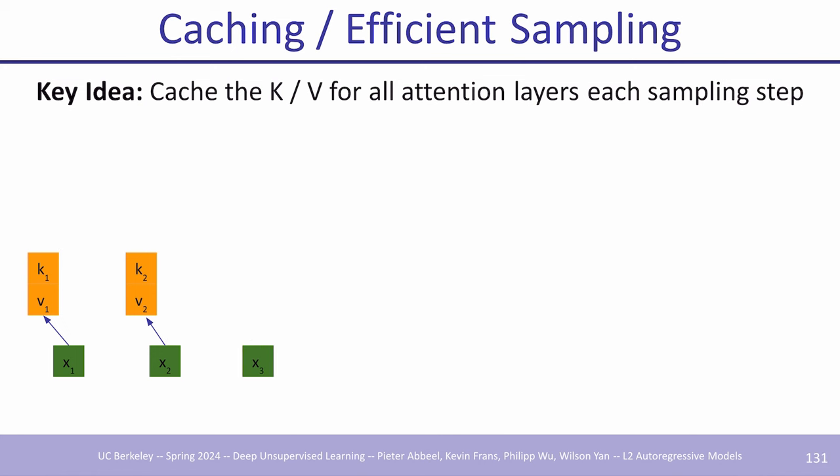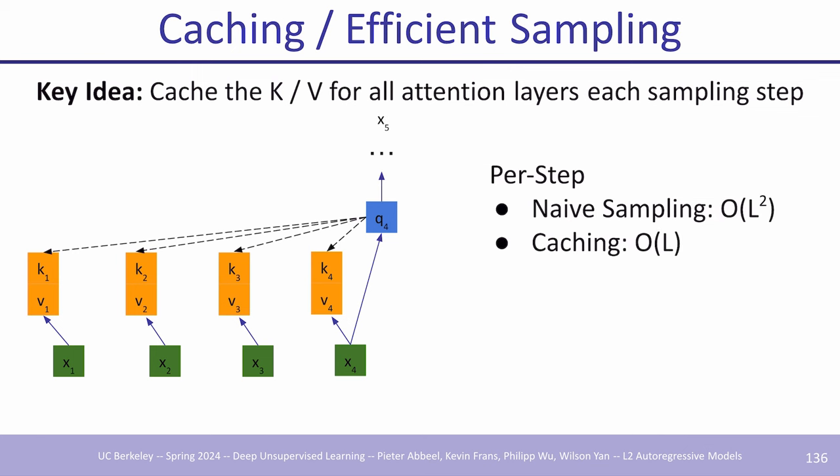So you keep K1, V1, K2, V2. Then X3 computes the new K3, V3, which obviously hasn't been computed yet because it's a new token. And you compute Q3. You do your attention. In this case, you take your K3, V3 and concatenate it to your cache. So now your cache contains K1 to K3, V1 to V3. Do your standard attention, and then you sample X4. So now you have your cache from K1 to K3. You compute K4, concatenate it, do attention, and you do this for however long you want to sample.